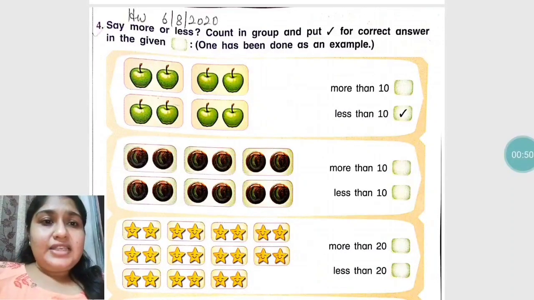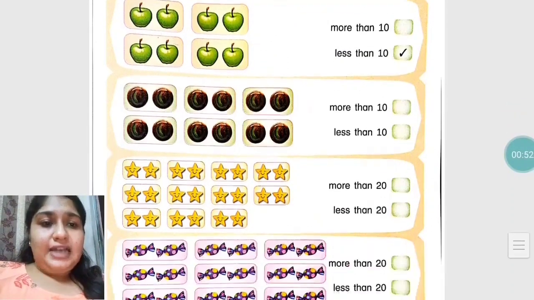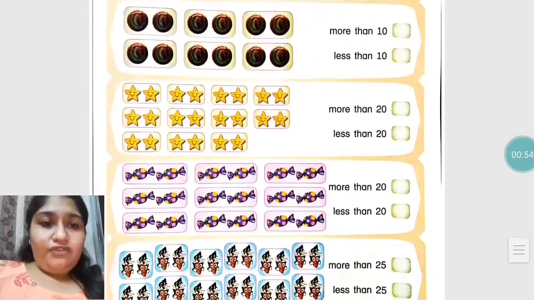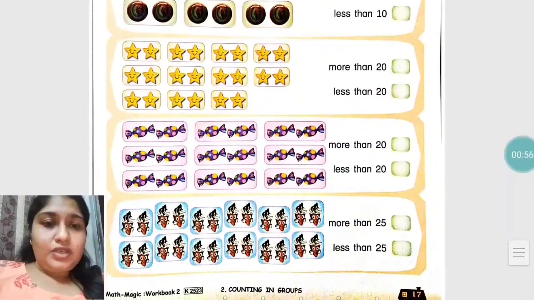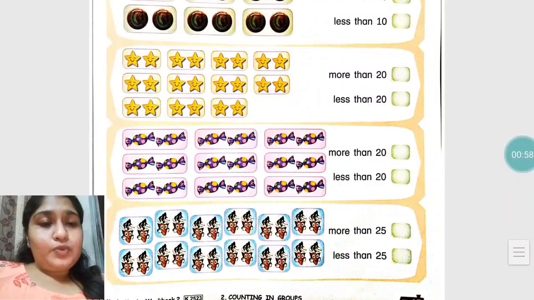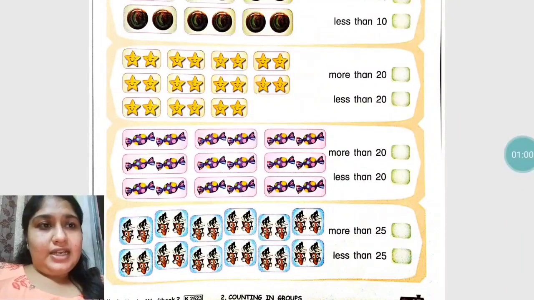ओके. So ऐसे ही आपको मार्बल्स के, स्टार्स के and this टॉफीज and आइसक्रीम कोन्स के, ओके, आपको ग्रुप्स में काउंट करना है और आंसर देना है and आपको बॉक्स में टिक मार्क करना है.